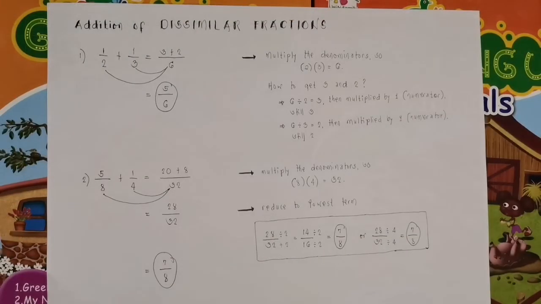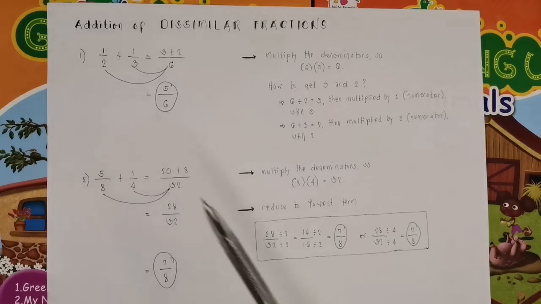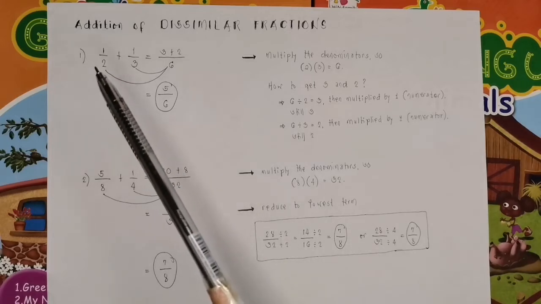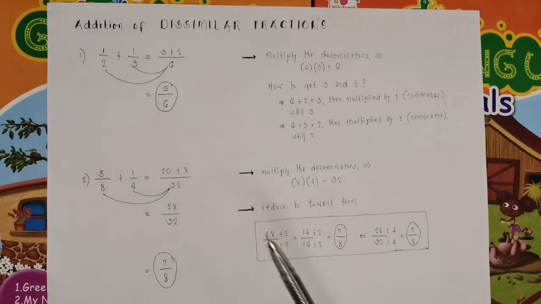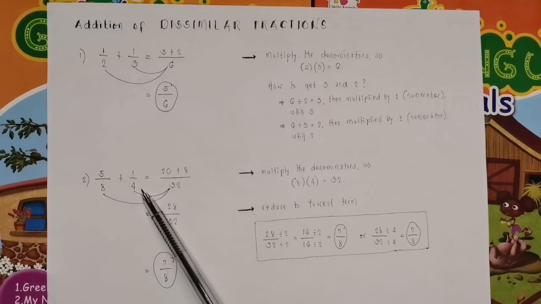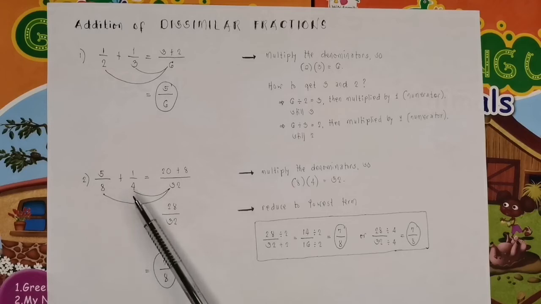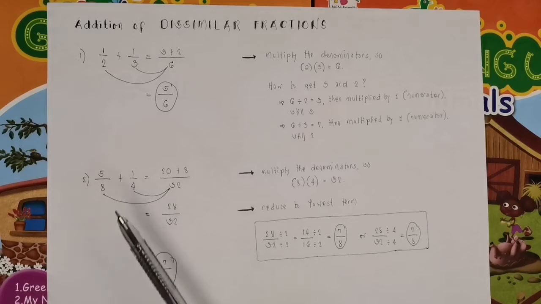Next, we will add dissimilar fractions. When we talk of dissimilar fractions, those are fractions having unlike denominators. Example, we have 1/2 and 1/3. The denominators are not the same. So we have 2 and 3. Okay? Another, 5/8 and 1/4. We have the denominators 8 and 4. They are not the same. So therefore, we can call it dissimilar fractions.